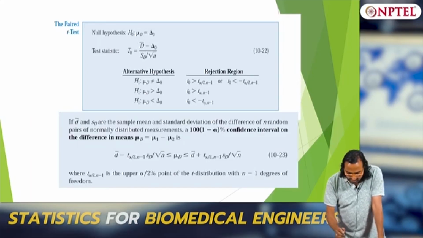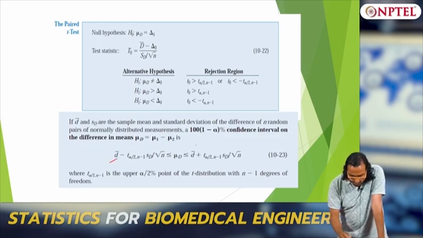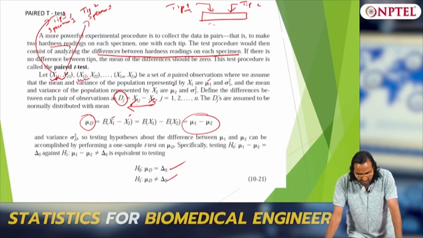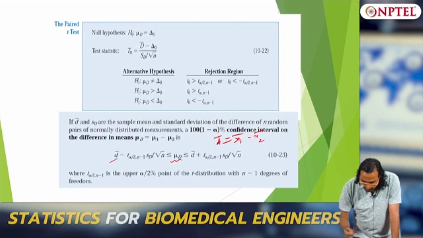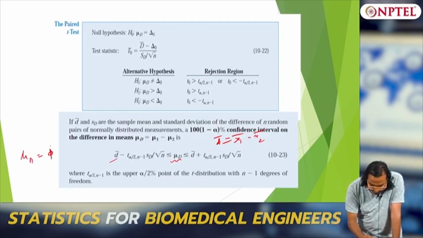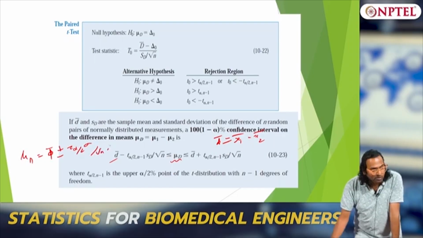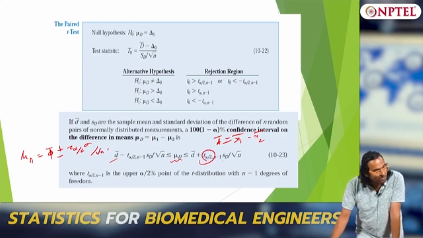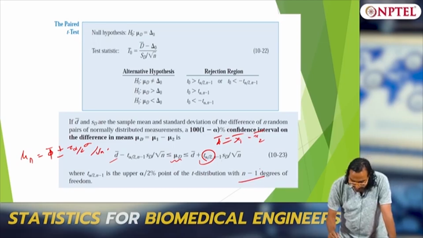Same, d bar. The d bar itself is nothing but x1 bar minus x2 bar, right? D bar itself is deviation only, so you are calculating the mean of the deviations. So mu d is nothing but d bar plus or minus z alpha by 2 into sigma over root n. If your population is less, your sample is less, then it becomes t alpha by 2 with n minus 1 degrees of freedom.